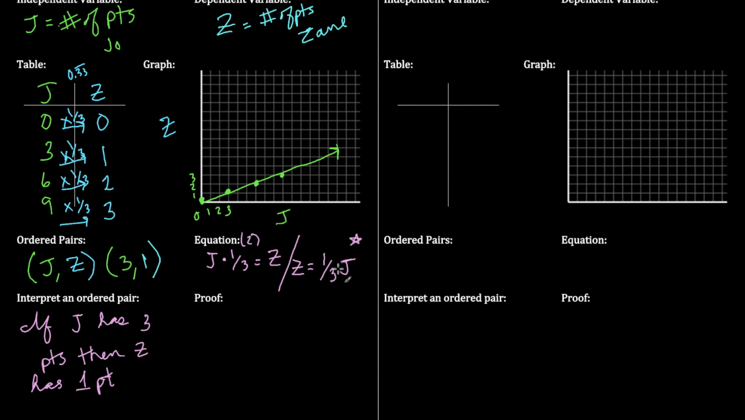This is like your new looking equation, one that you haven't really seen or made before. Let's use the proof. I still like this original one for the proof. So J times 1/3 equals Zane. Joe Angel, let's use the 6 and 2. So if Joe Angel has 6 points, then Zane should have 2 points.